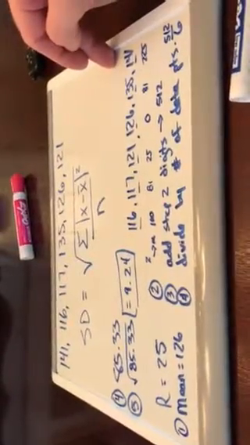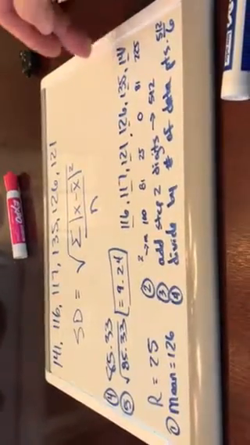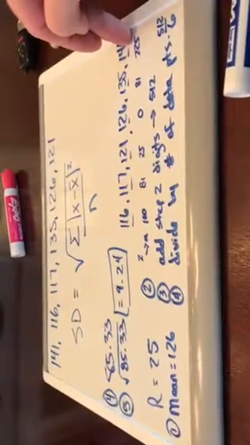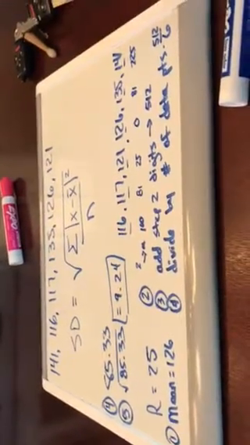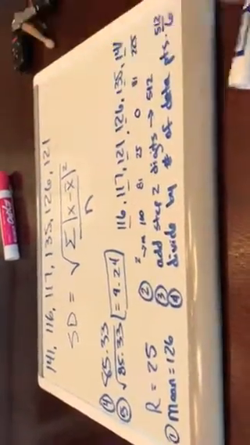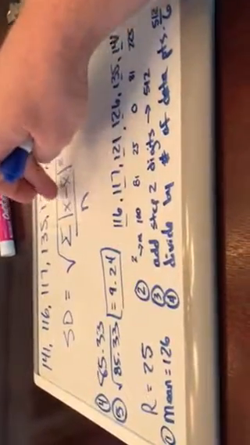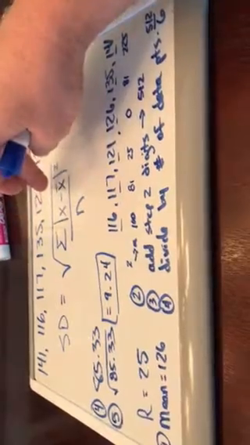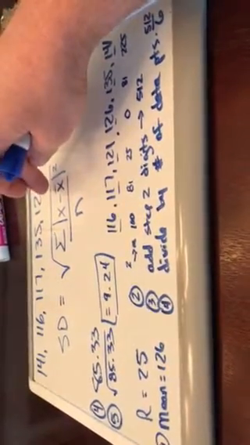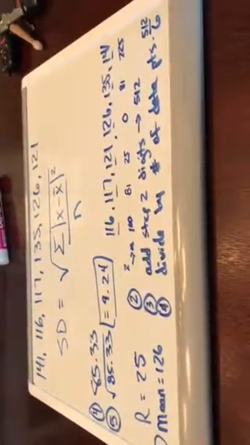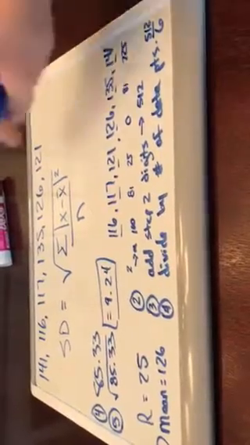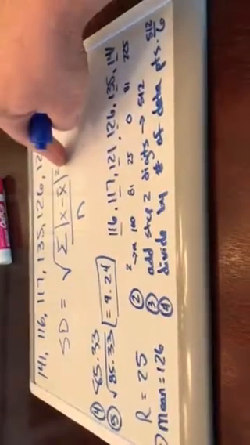Minus 126, that difference is 15. 15 squared is 225. So the next step then is to look at the sigma sign. What we just did in step 2 was to take the original value and the difference of the value from the mean, and then we took that absolute value and we squared it.